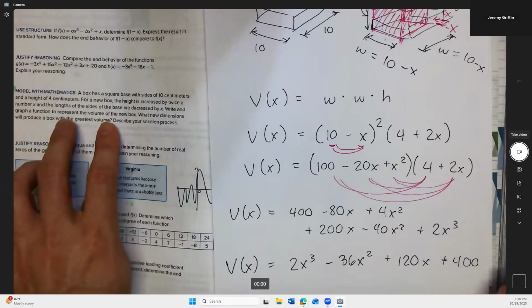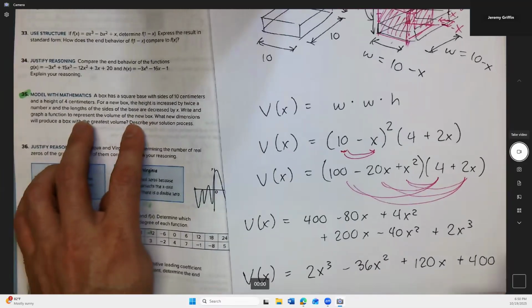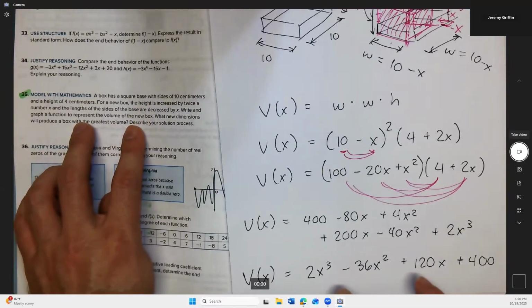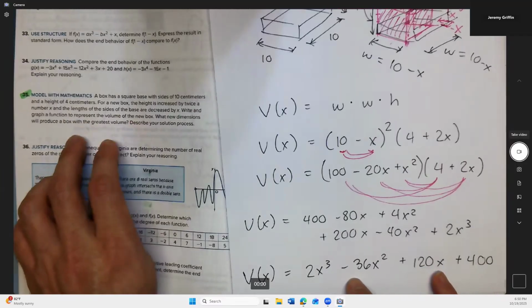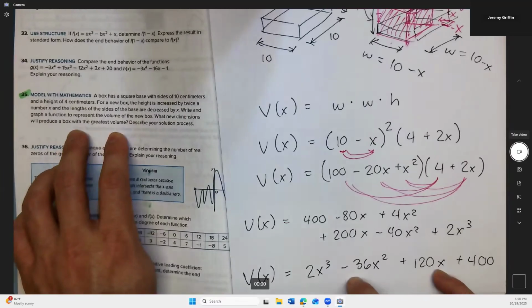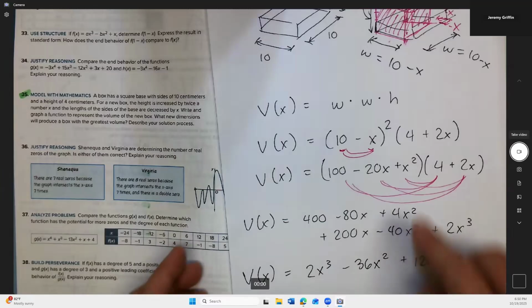Great. Let's throw that into Desmos to see what the graph looks like. Now you could, of course, make a table. You can make an XY table and just plot a bunch of points. I'll go ahead and throw this into Desmos so you can see. And then what dimensions would produce the greatest volume? I bet that would show up as some kind of relative max, maybe something like that.